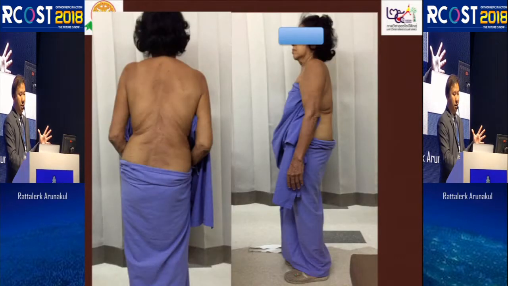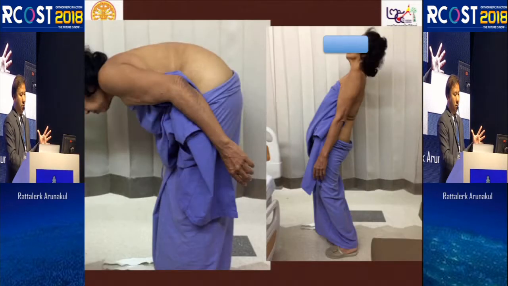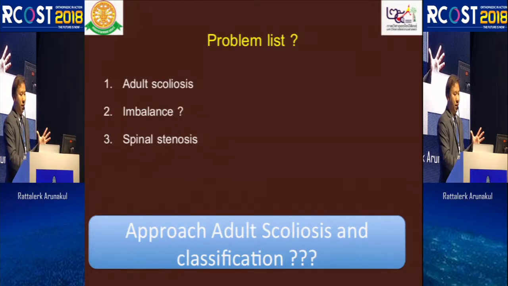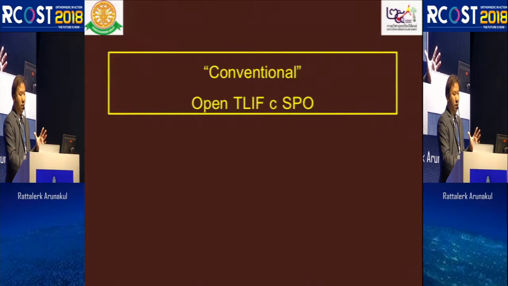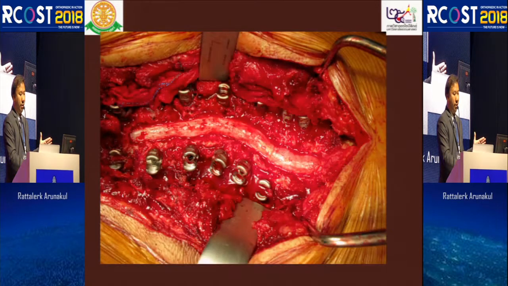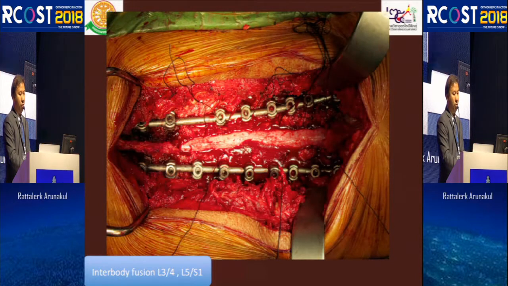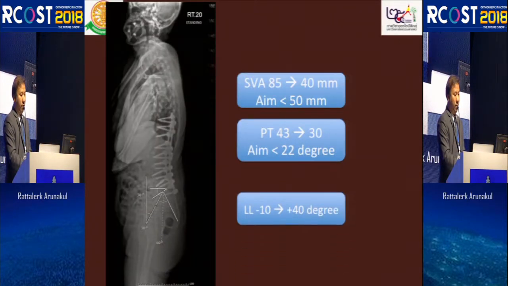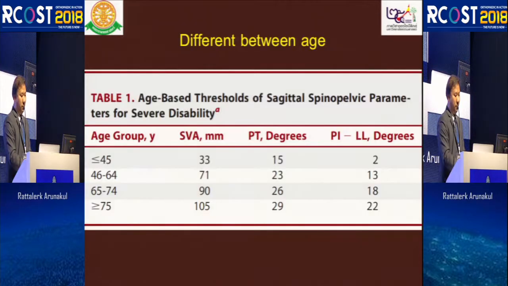This is like a case of deformity. This is the old-fashioned way. I would say we do the conventional open TLIF and the SPO. That can correct very well, and we have used this for many, many years. But when we talk about, I'll go faster because the time is up. Okay.